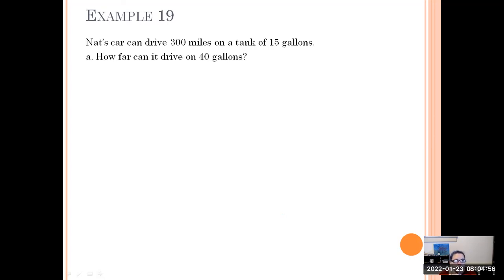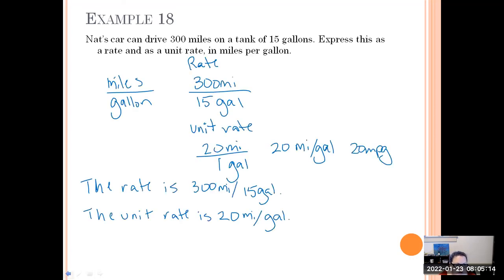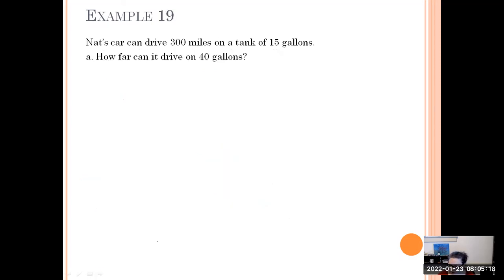All right, Nat's car can drive 300 miles on a tank of 15 gallons. We know that. How far can it drive on 40 gallons? Well, what did we just have? Let's look at that real quick. I think it said 20 miles per gallon, didn't it? Sure did.